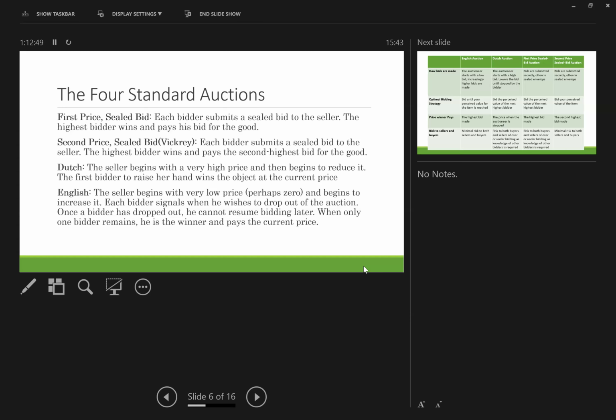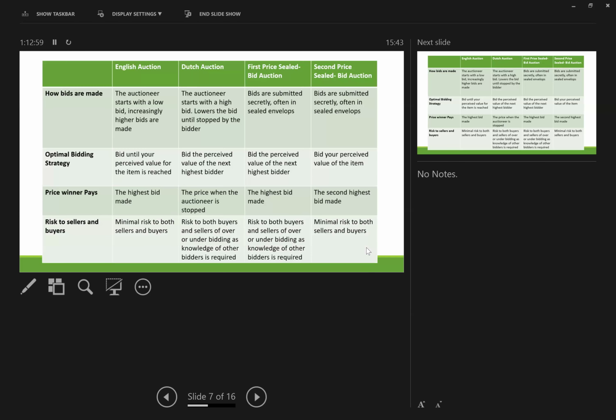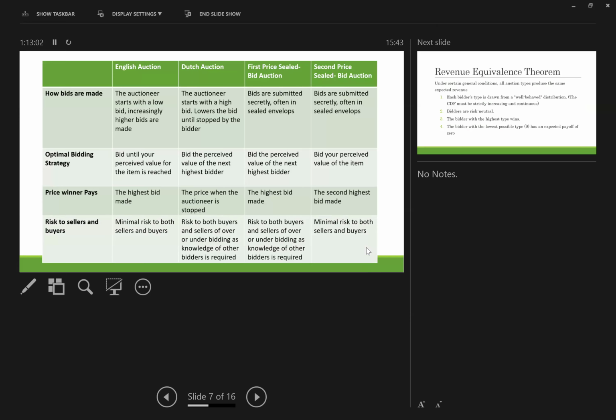Okay, so guys, let's look at the differences in the various auctions that we have just seen. If we look at how the bids are made, as far as the English auction is concerned, the auctioneer starts with a low bid and then keeps increasing, okay? And then for the Dutch, they start with a higher bid and then keep on lowering it until one of the bidders mentions the price, and then we stop it, like what Peter did, and the person pays.